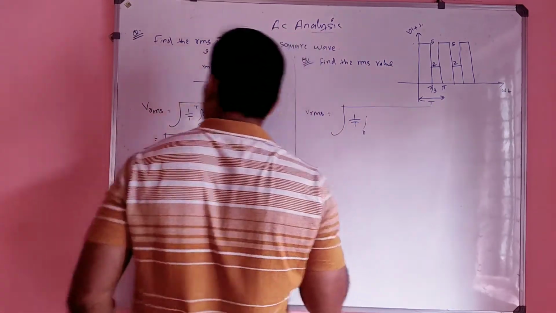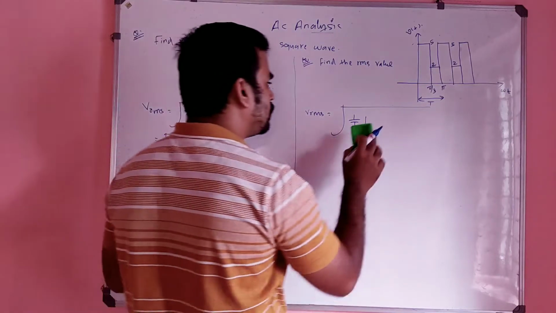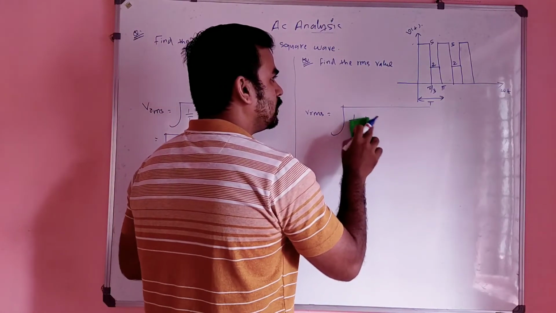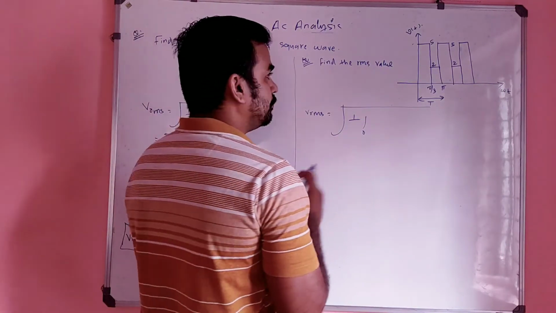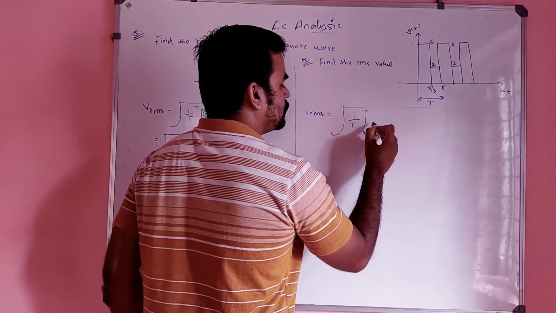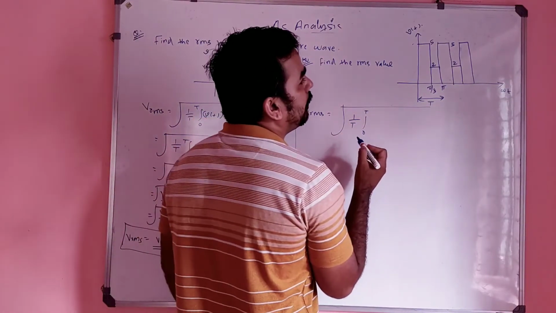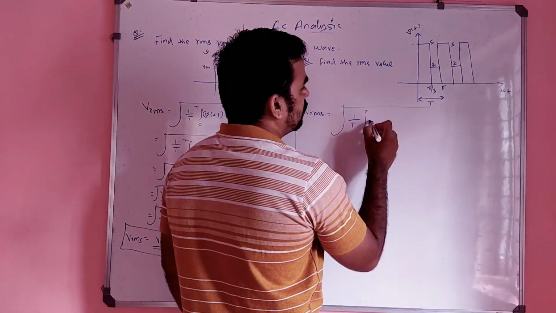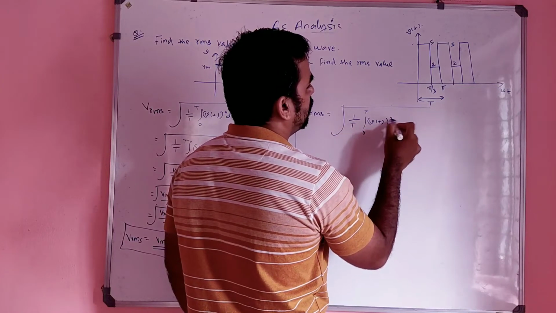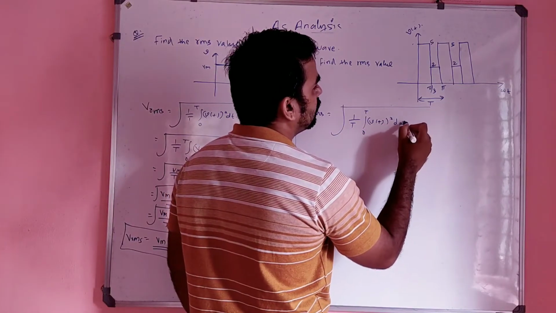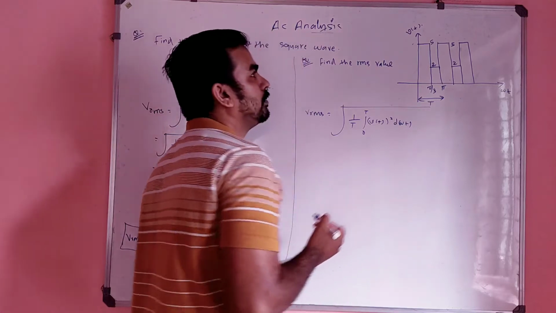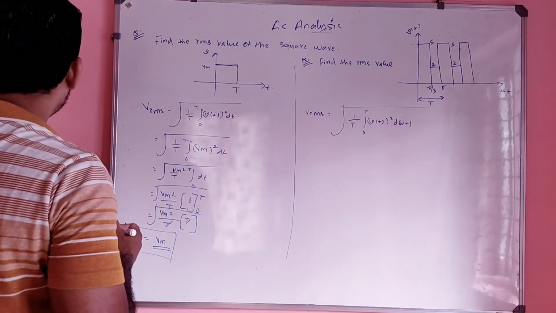So in terms of omega t, you can directly go for 1 by T, no issues there. 1 by T integral is nothing but v of t the whole square d omega t. No issues there.